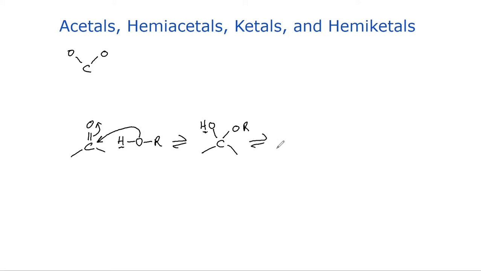We take that a step further, which is typically the case, then we can have two ether groups on that same carbon. And that will be an acetal if we started from an aldehyde. So acetals and hemiacetals are from an aldehyde plus an alcohol.